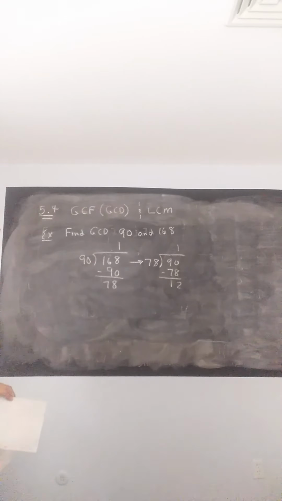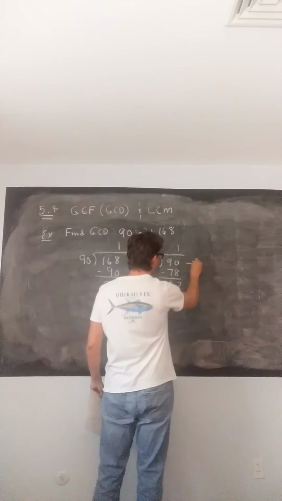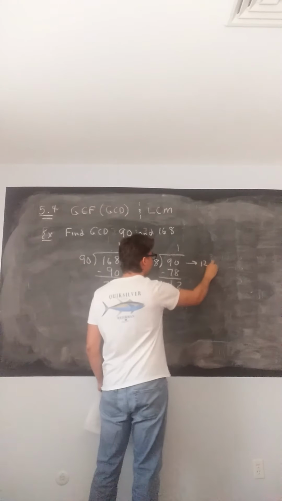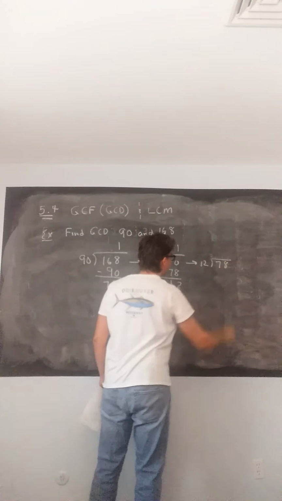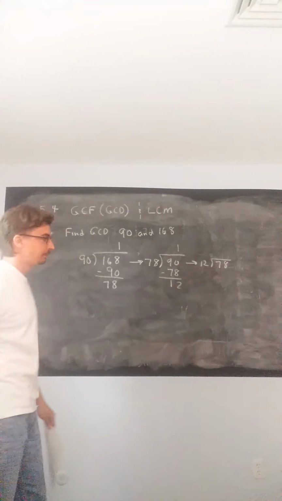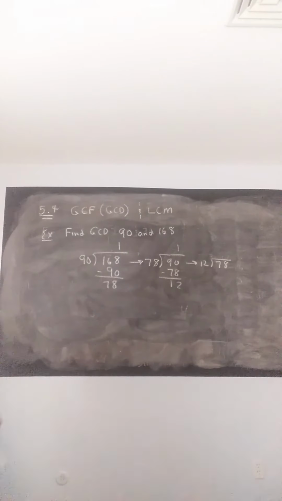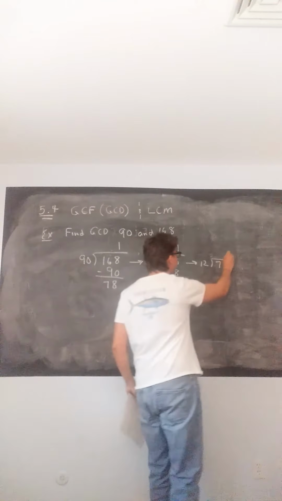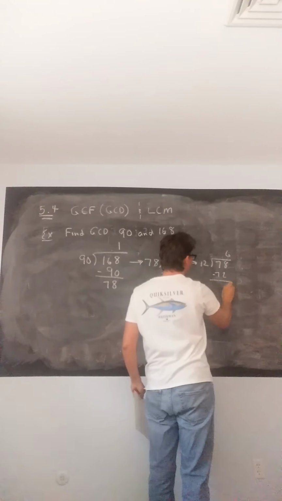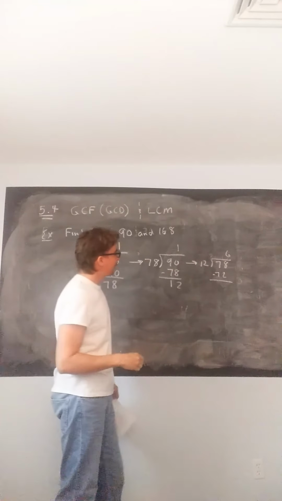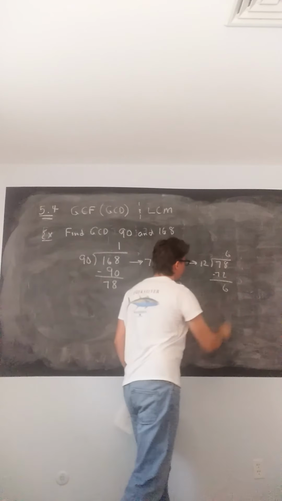Once again, we don't have a zero remainder, so we have to keep going. So 12 goes on the outside, 78 on the inside. Okay? How many times is 12 divided into 78? Do you know? I think we can only get 6 times. 12 times 6 is 72. So 78 minus 72 gives you a 6.